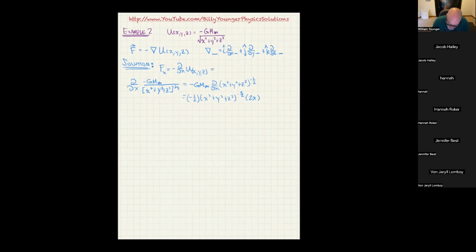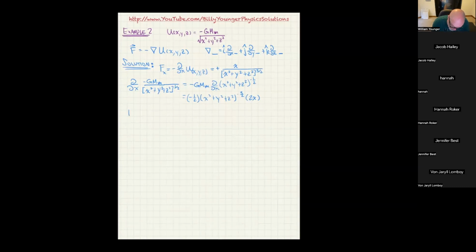The negatives will cancel each other out. I'm going to put a plus, and then I'm going to say this quantity is going to be x over x squared plus y squared plus z squared to the 3/2 power. So that's f sub x.